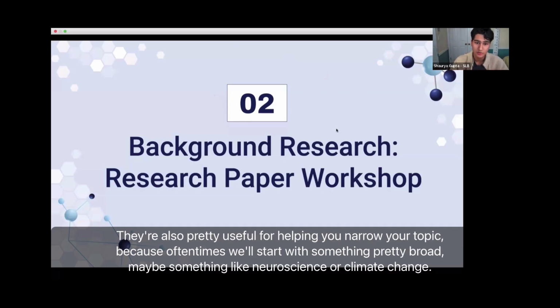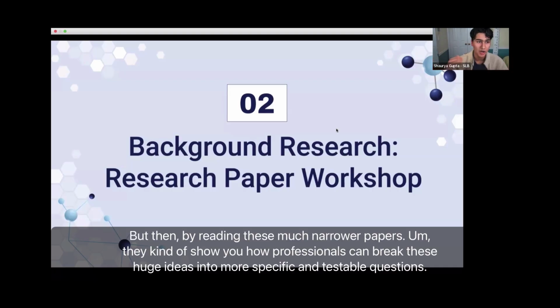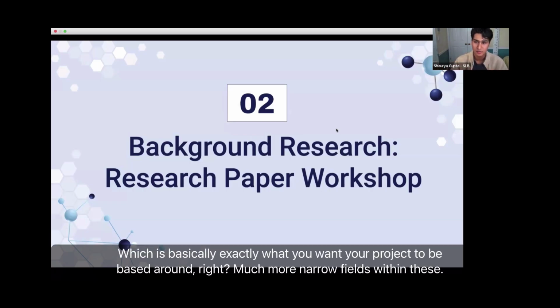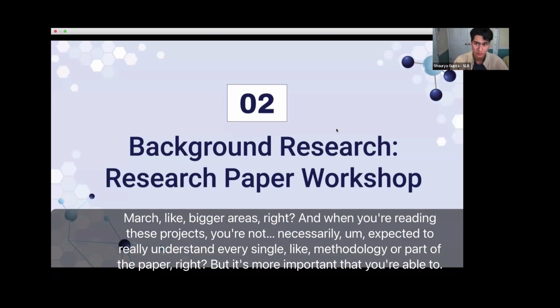They're also pretty useful for helping you narrow your topic because oftentimes we'll start with something pretty broad, maybe something like neuroscience or climate change. But then by reading these much narrower papers, they show you how professionals can break these huge ideas into more specific and testable questions, which is basically exactly what you want your project to be based around, right? Much more narrow fields within these bigger areas, right?